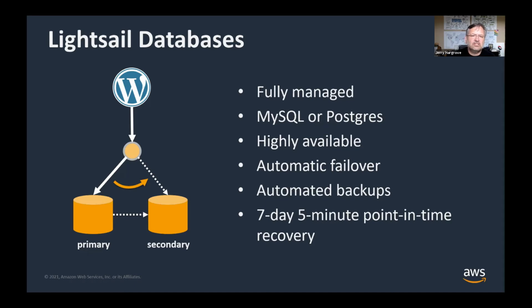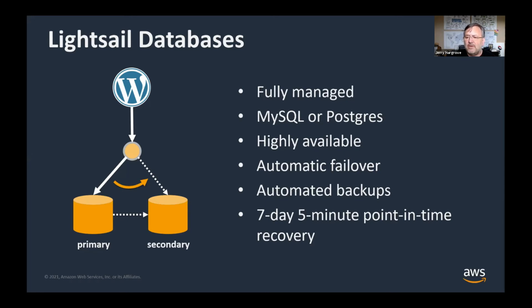So in the case of an HA Lightsail database, there's a primary instance and a secondary instance. All of your traffic is targeted at the primary instance. If there's ever a failover or ever a failure, Lightsail manages that failover for you. So if there's a failure of the primary, traffic will be redirected to the secondary, and it will take over the role as the primary, and then a new secondary will be brought up in its place.